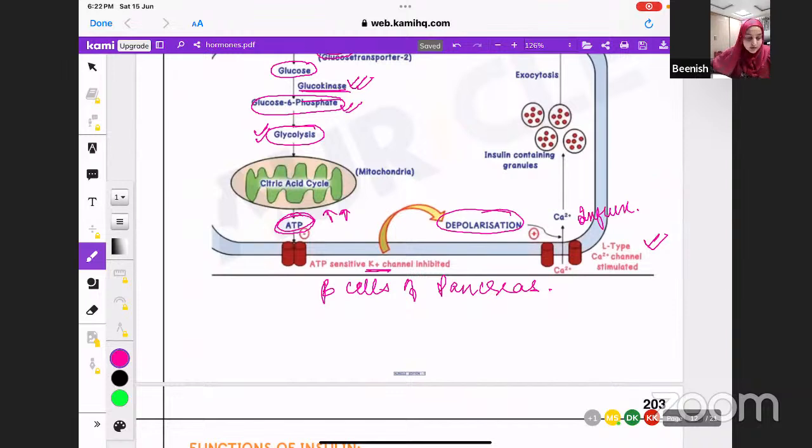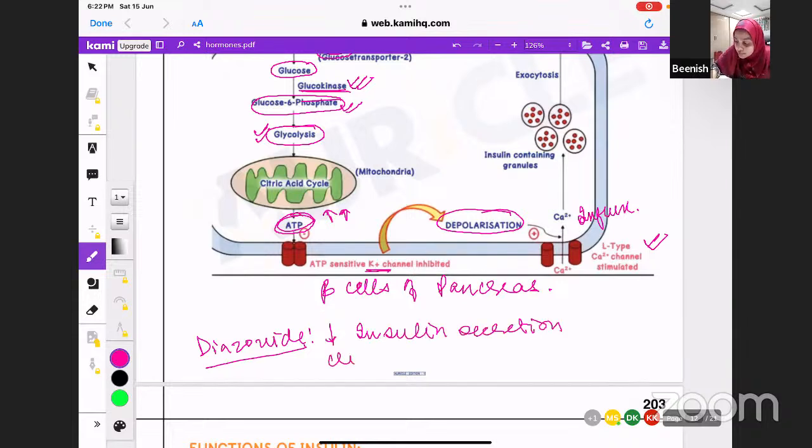Now, another thing is that you can also decrease the insulin release. How can you decrease that? By opening these potassium channels, you are decreasing insulin secretion, whereas closing them increases it. Now, if you keep these potassium channels open, you're going to decrease the insulin secretion. So for that, what are you going to give? Diazoxide. Okay, so they decrease insulin secretion. How? By keeping the potassium channels open. So they can be used in the treatment of insulinomas.